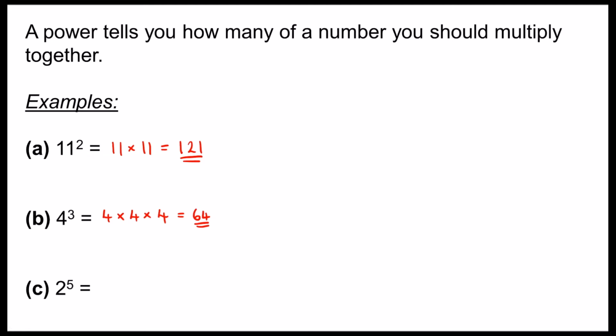Lastly, we have 2 to the power of 5. The little 5 at the end means that we have 5 2s which are all getting multiplied together. Again, doing this in stages, we get 2 times 2 is 4, 4 times 2 is 8, 8 times 2 is 16, and 16 times 2 is 32. That's our final answer.